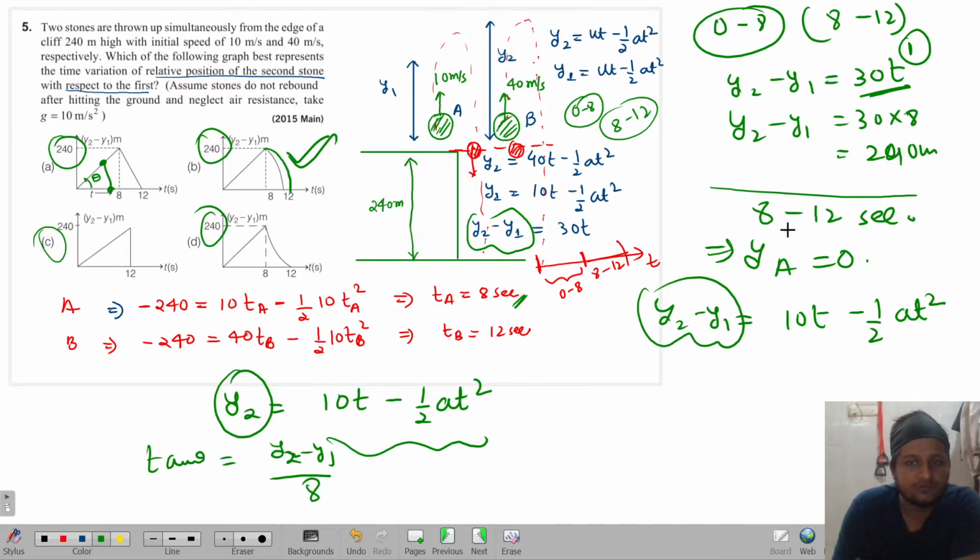Since ball A has fallen to the ground, the displacement in A is going to be equal to 0, and y2 minus y1 was only following the equation of ball 2, which is equal to 10t minus half at square. That means y2 minus y1 is following a downward parabola graph. So for that, option B is correct. Understood or not? Yes or no?